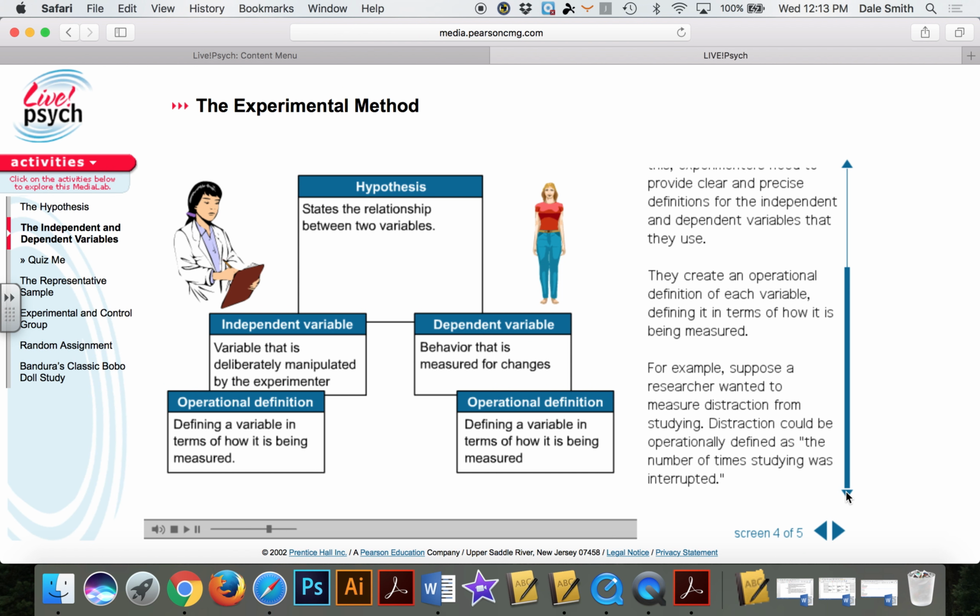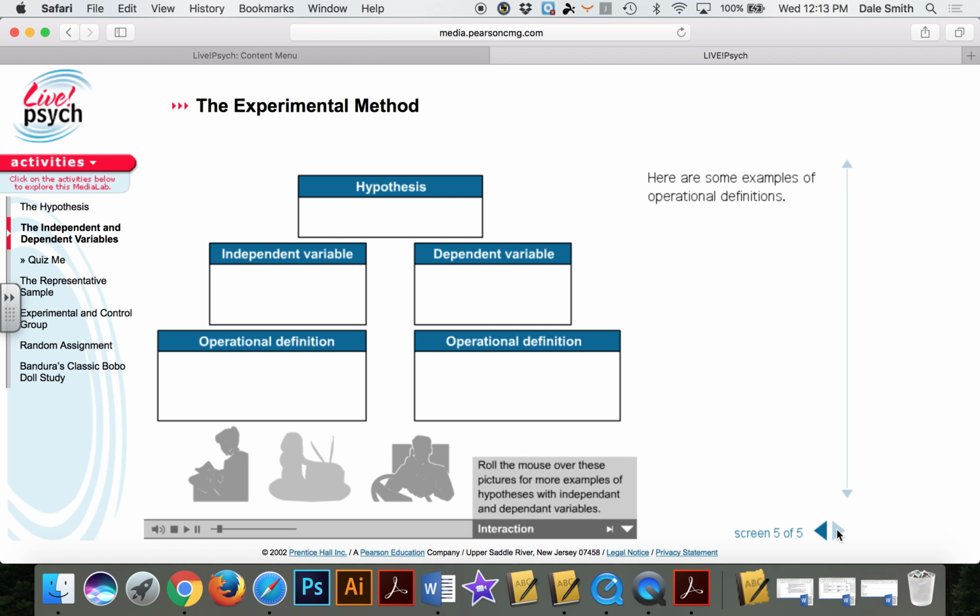For example, suppose a researcher wanted to measure distraction from studying. Distraction could be operationally defined as the number of times studying was interrupted. Here are some examples of operational definitions.